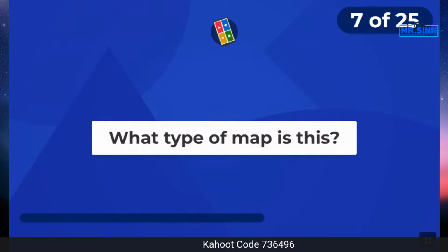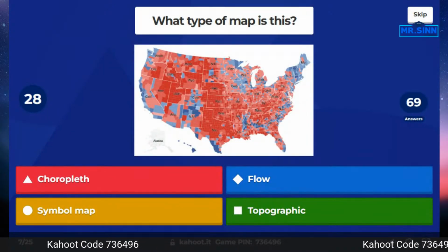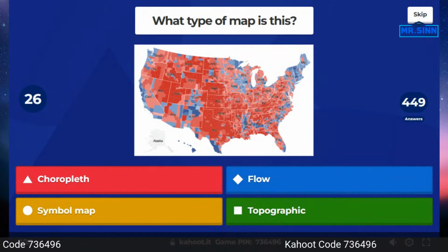Question 7. What type of map is this? We did review this. We'll see who is paying attention.